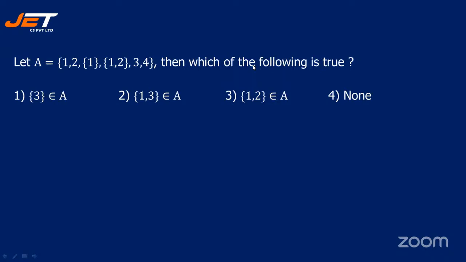All right, students? So let A = {1, 2, {1, 2}, 3, 4}. Then which of the following is true? 3 is an element of A. {1, 3} is an element of A. {1, 2} is an element of A. Or is it none? I'm just waiting for your answers.